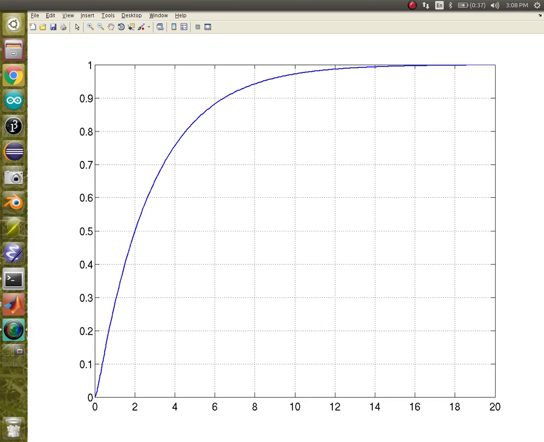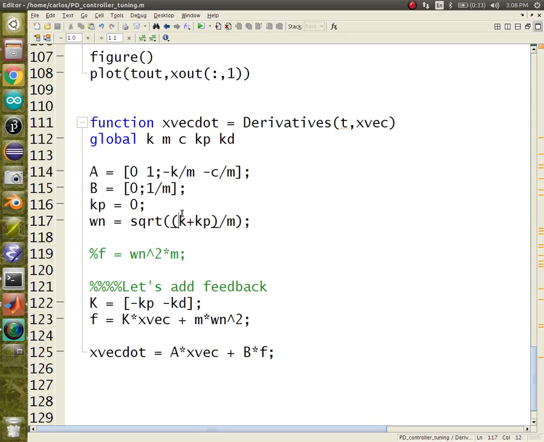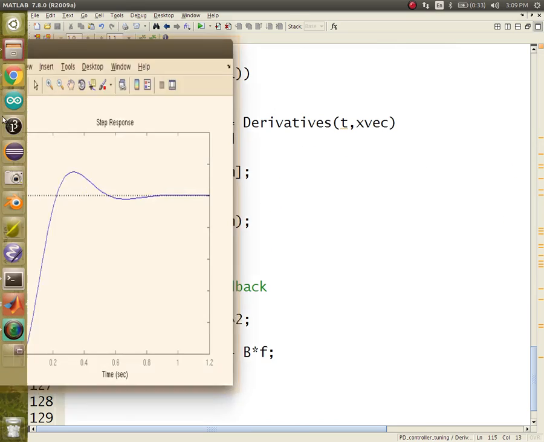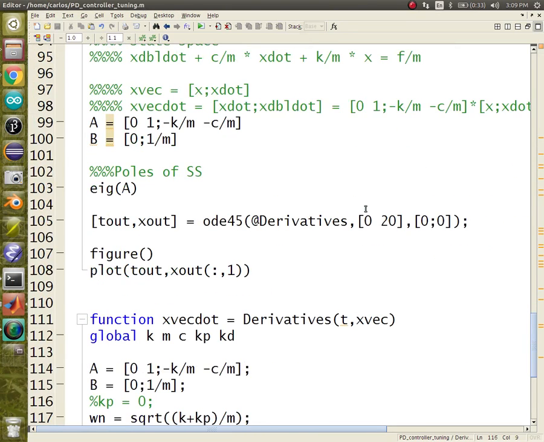So let's see what's going on. Okay, well, the issue is that I have KP equals 0 here. So even though I have KP and KD as globals, if I set KP to equal 0 here, it's going to completely mess up the whole thing. So let's see, my closed loop transfer function only simulates for 1.2 seconds. So instead of simulating for 20 seconds, I only need to simulate for 1.2.